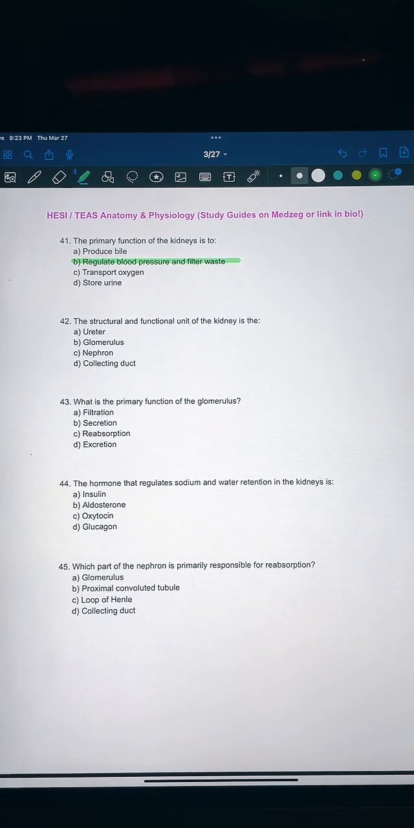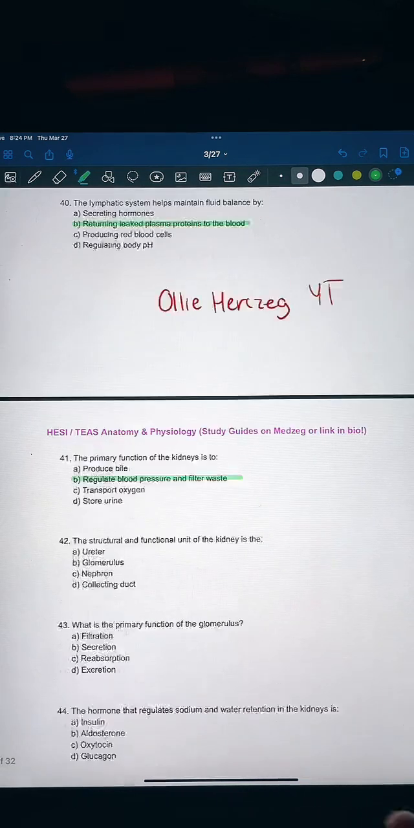This anatomy is more so for undergraduate level. It's for mainly preparing us for the HESI or TEAS exam. The questions are more tailored towards that. But honestly, this is just anatomy and physiology review. This is fantastic for anything that's going to have anatomy and physiology on it. You're still going to benefit from it.